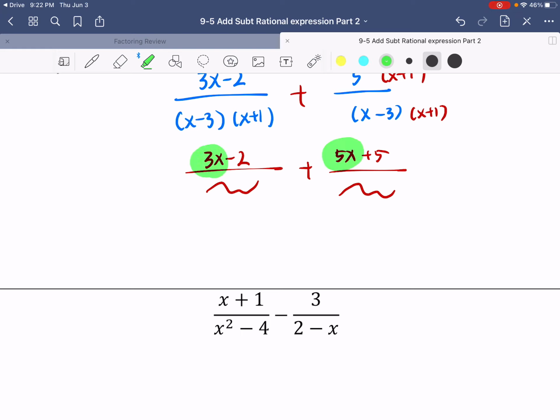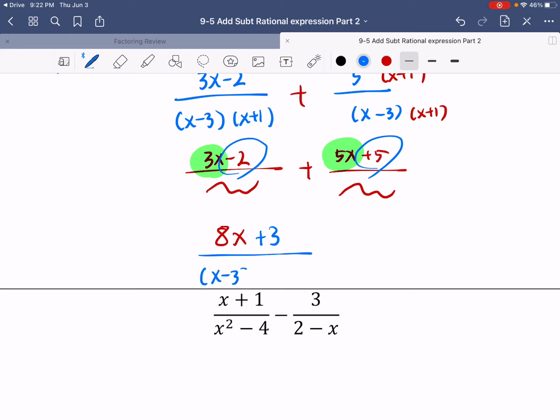3x plus 5x is gonna be what? 8x. And negative 2 plus 5 is plus 3 over. Since it is the answer, I'm gonna write this one down here because you cannot be lazy when writing the answer. And x cannot be equal to positive 3, negative 1, like that.